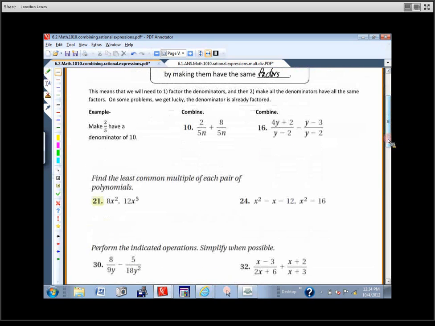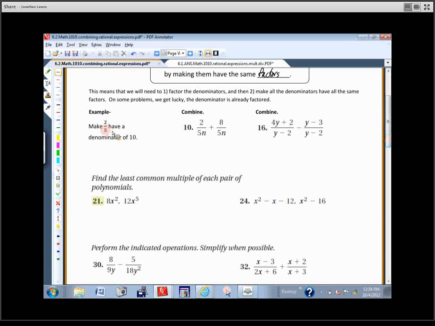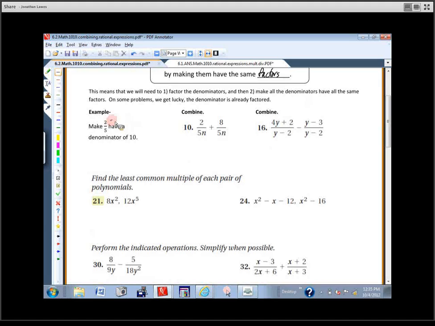So, for example, make 2/5 have a denominator of 10. I'm going to multiply the top by 2 and the bottom by 2. I get 4/10. That's what we call, again, an equivalent fraction. It represents the same number. 4/10 is the same as 2/5.